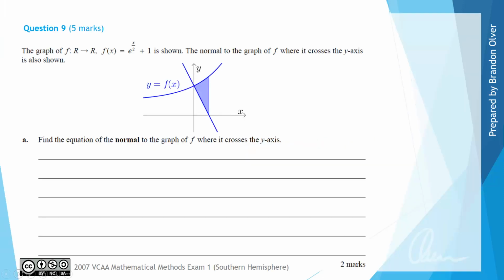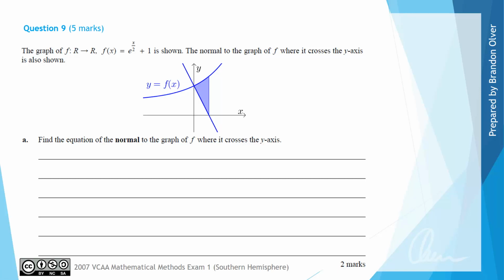The graph of f with a rule f of x equals e to the power of x over 2 plus 1 is shown. The normal to the graph of f where it crosses the y-axis is also shown. A normal is simply perpendicular to a tangent at the same point. For part A, we're asked to find the equation of the normal to the graph of f where it crosses the y-axis. Because we know that it's perpendicular to a tangent line, if we find the gradient of a tangent line, we can find the gradient of the normal line.